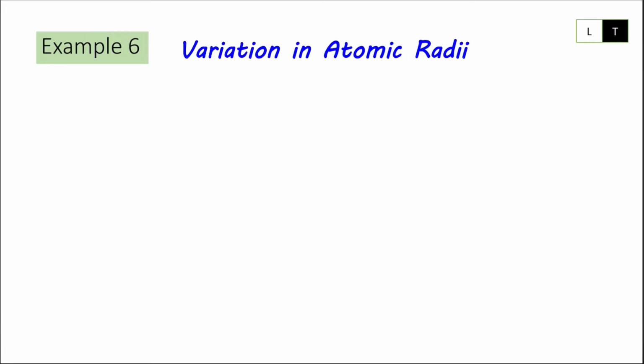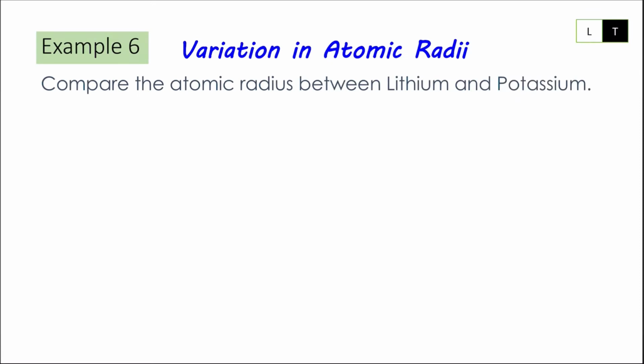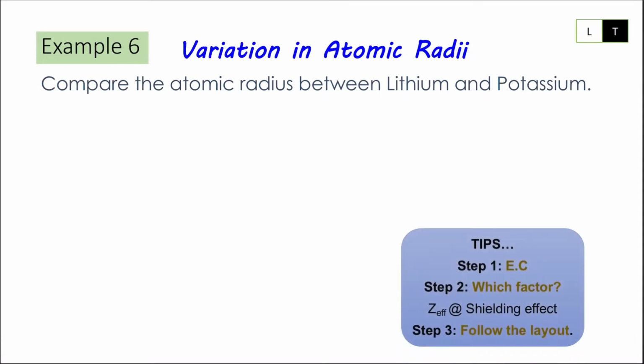I'm going to explain based on example 6 first. You have to compare the atomic radius between lithium and potassium. So this is one question. You have to compare between two different elements. So how you want to answer this question, I will introduce to you step by step how to answer this part. So we got 3 steps here.